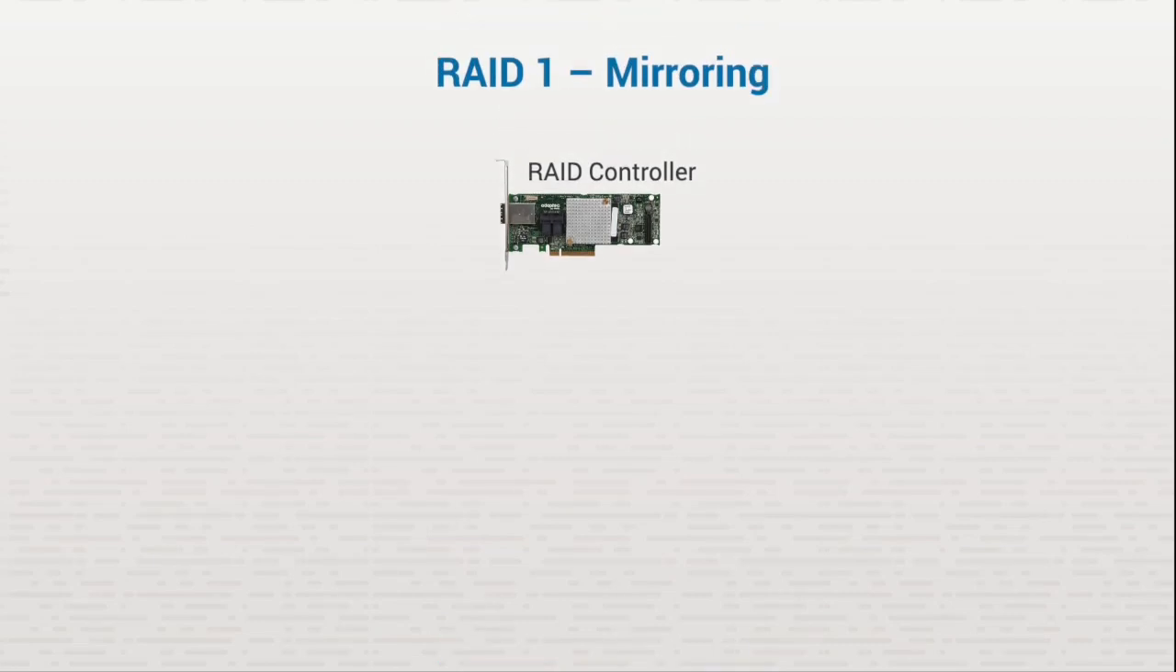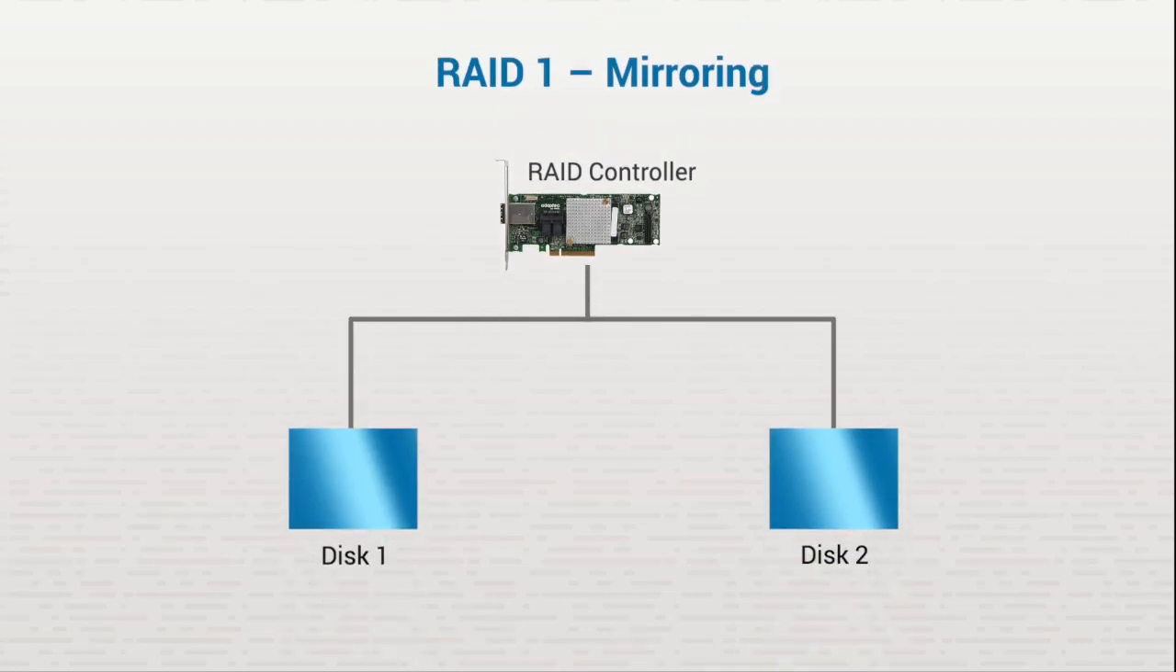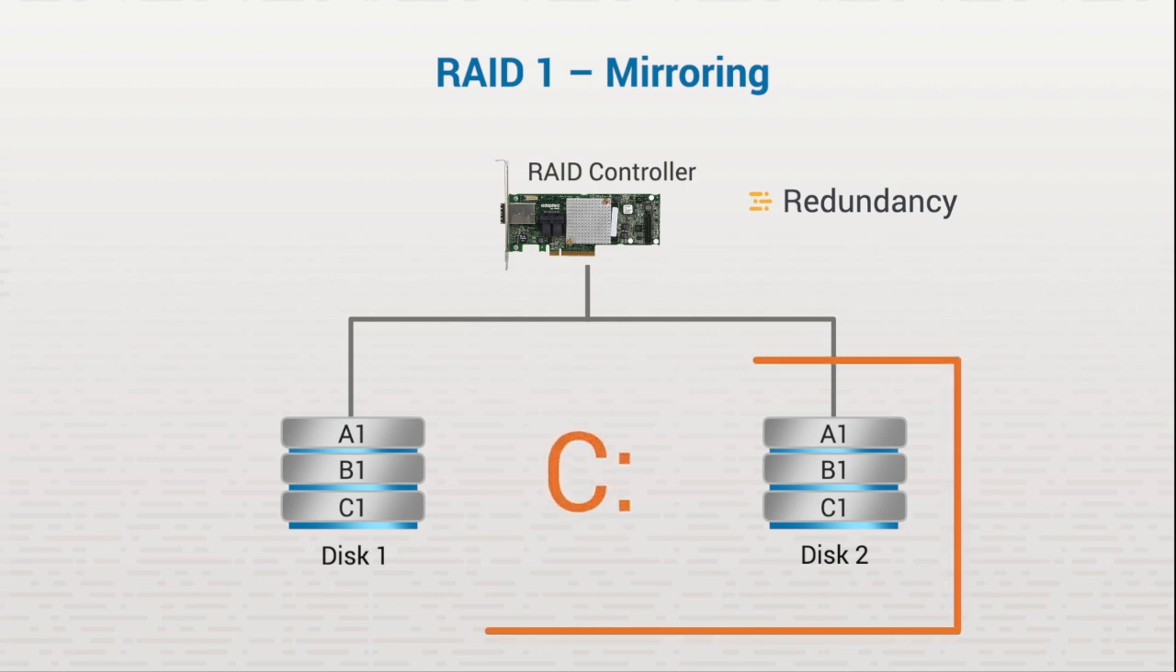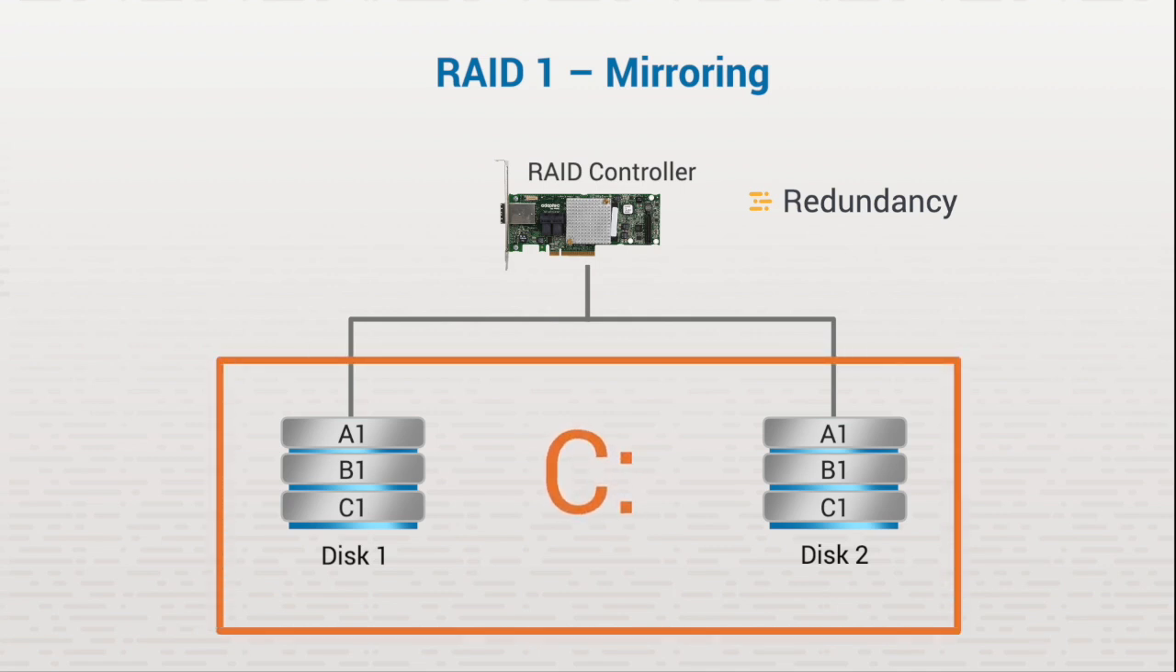The next concept is mirroring, or what we call RAID 1. Mirroring doesn't speed things up, but instead, it helps protect the data by providing redundancy. With RAID 1, the 2 disks become mirrored copies of each other, with both containing the exact same files and folders. And just like with the striped array, the operating system sees these 2 mirrored drives as one logical drive.